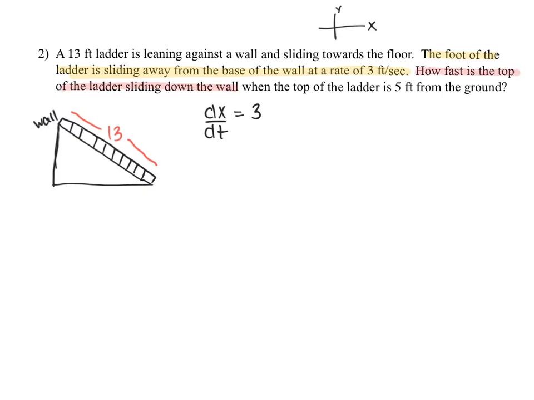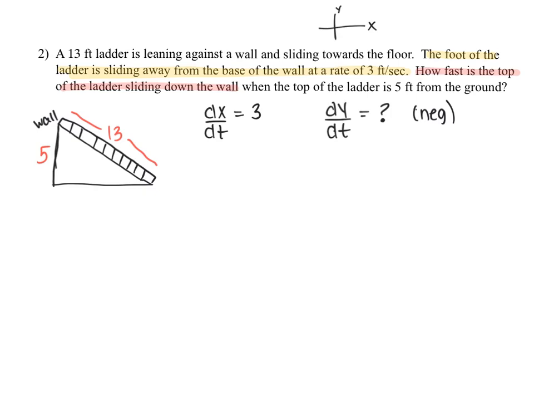So they want to know how fast is the top of the ladder sliding down the wall. How fast is another keyword for rate, but they want the top of the ladder. So how fast is this ladder moving down? So that is a y rate, so dy/dt. How fast is it sliding down? We don't know, but we know it should be negative because it's going down. That's what it should come out to. When the top of the ladder is 5 feet from the ground. Here's the top of the ladder. Let's assume this distance here is 5. So that's what they want to find.